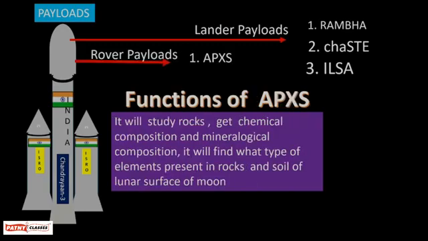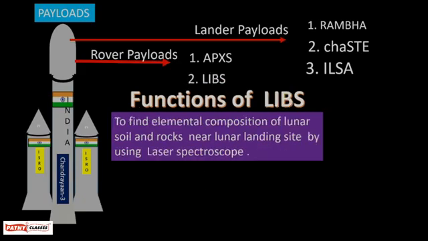The first payload of rover is APXS. It will study rocks, get chemical composition and mineralogical composition. It will find what type of elements are present in the rocks and soil of lunar surface of moon. Now next payload of rover is LIBS. Function of LIBS is as follows: to find elemental composition of lunar soil and rocks near the lunar landing site by using laser spectroscope.